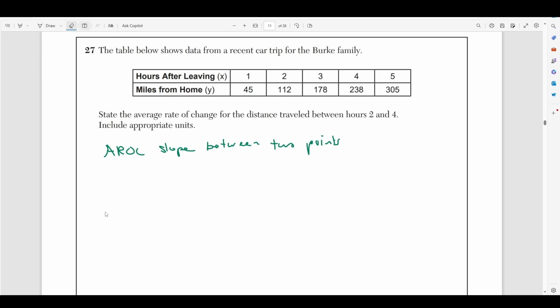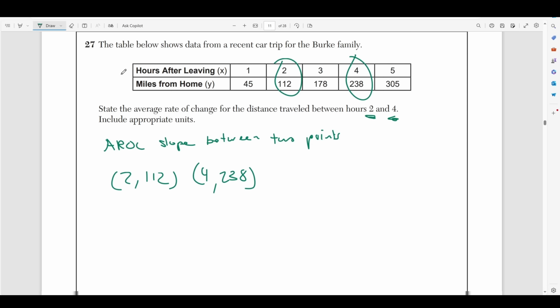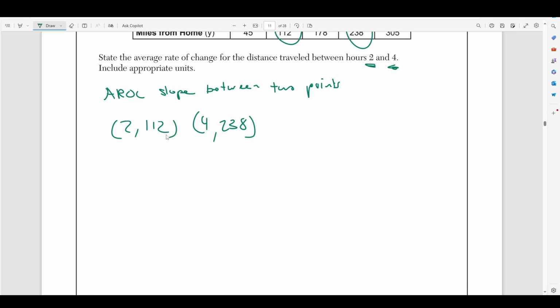So they're asking you to find the average rate of change between hours 2 and 4. So they're asking you to find the slope between 2 and 4, right? Now, what's the point? Well, here, you know that your x is 2, your y is 112. So you have the point 2 comma 112. And you have here your x is 4 and your y is 238, right? So you're finding the slope between 2, 112 and 4, 238. So what's the formula to find the slope between 2 points? It's y2 minus y1 over x2 minus x1. So plug that into this formula. We have 238 minus 112 divided by 4 minus 2.